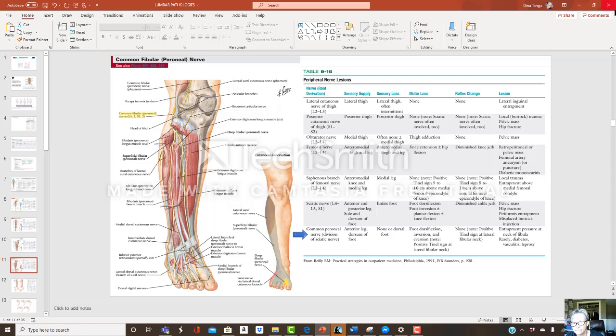Reflex change, none. Lesion, entrapment, pressure at neck of fibula. Rarely, diabetes, vasculitis, leprosy.